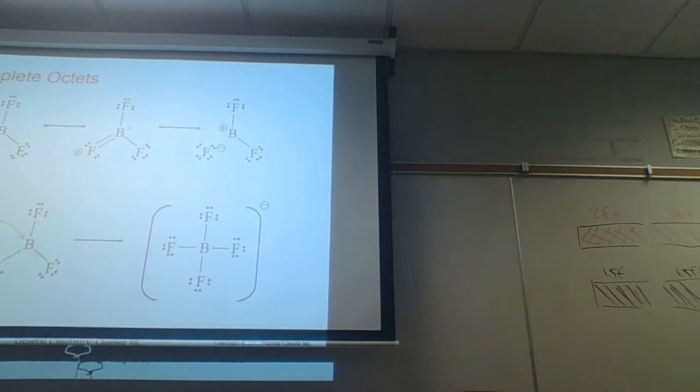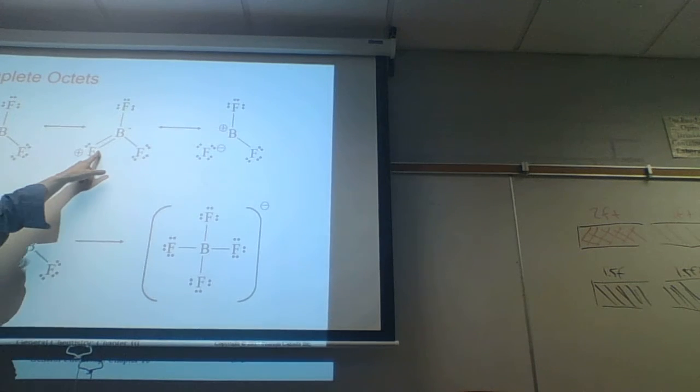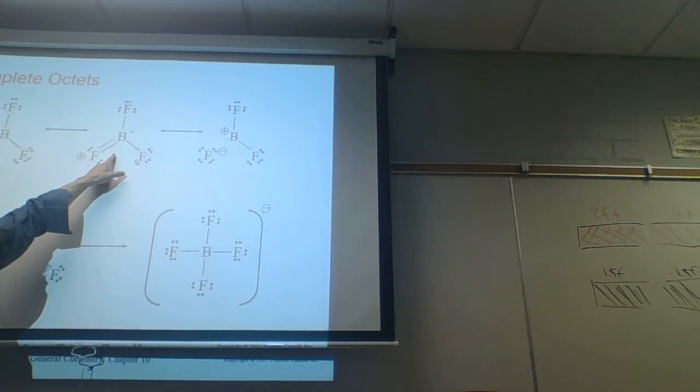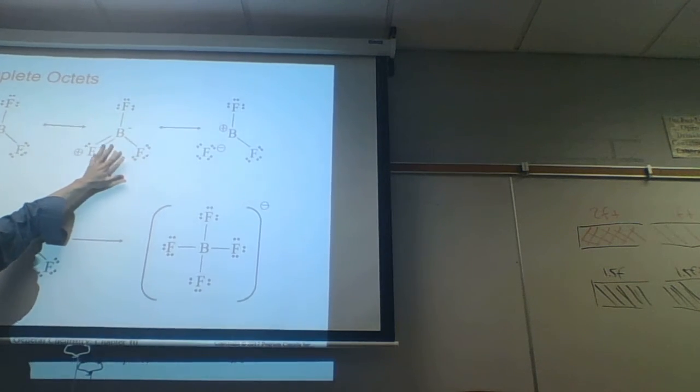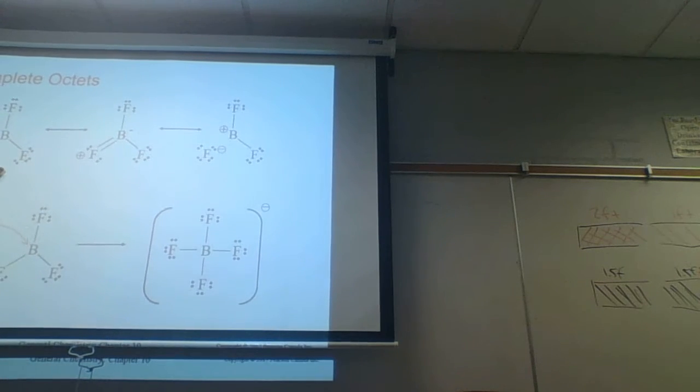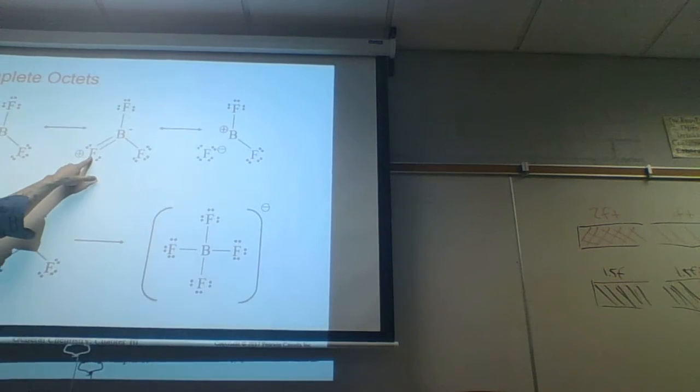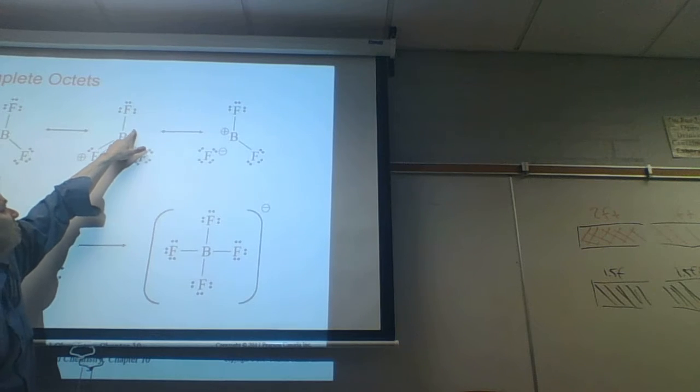Sometimes we have less than an octet, even though it looks like we can complete the octet. For example here, boron has less than an octet, but if we make a double bond, so we take this lone pair and bring it into the bond here, then we can get an octet. The problem with this is the formal charge. The formal charges here were all 0. Now we're going to have a positive formal charge on fluorine, and boron's going to have a negative formal charge.